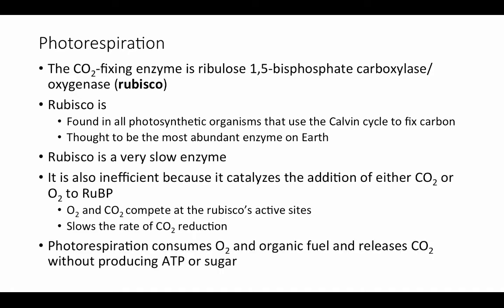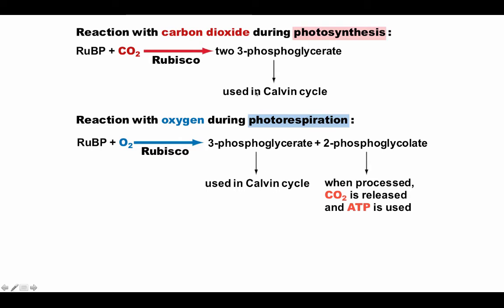Photorespiration is going to end up consuming oxygen because it's binding it to those RuBP sugars, and it's going to consume organic fuel because it's going to break down those molecules into waste products because they're not the sugar that can be used to synthesize other things. They're just going to be broken down and discarded. And it's going to release CO2 without producing any ATP or sugar. So we're calling it respiration because it consumes oxygen and organic fuels and gives off CO2, similar to cellular respiration, but it's going to consume these resources without producing any form of energy the way this process would in cellular respiration.